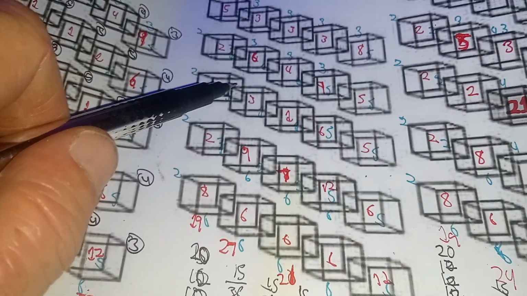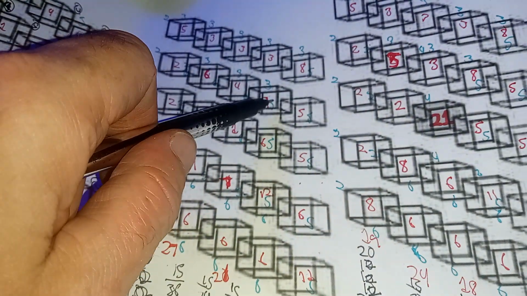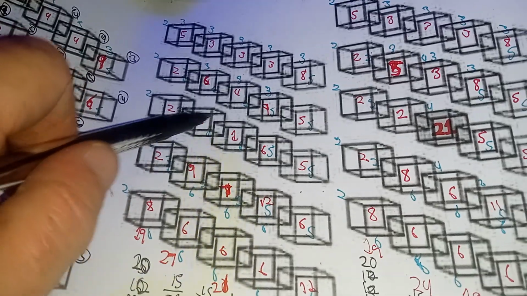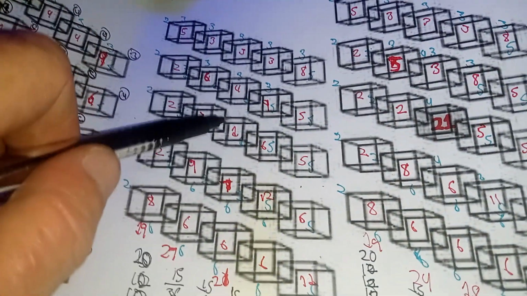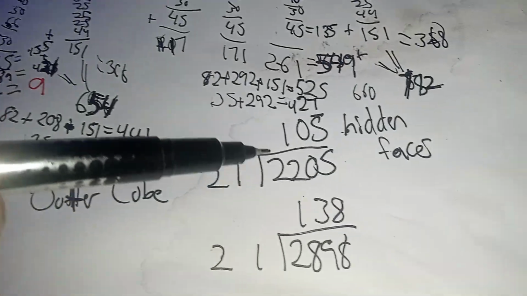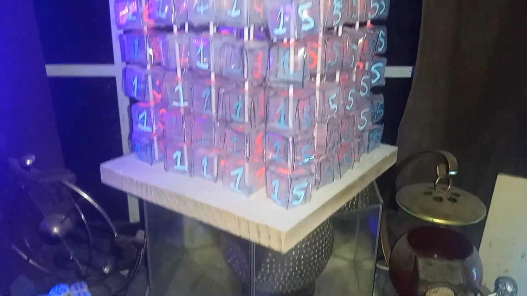There's 33 faces: 3 faces, 3 faces, 3 faces, 3 faces, 4 faces, 4 faces, 4 faces, 4 faces, and 5 faces. That's 33 combined with 105 of the outer cube, the outer shell. And that's what this represents, a synergetic fractal cube.